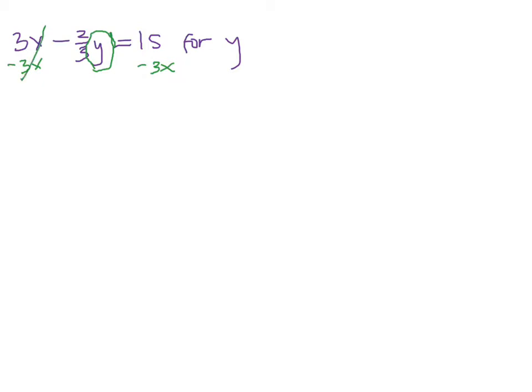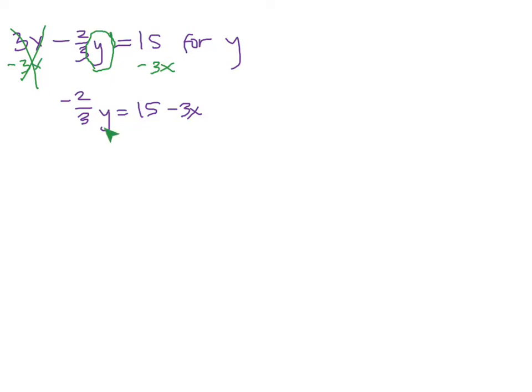And 3x minus 3x is 0. We still have negative 2/3 y equals 15 minus 3x. 15 and negative 3x are not like terms, so we can't combine them together. Now my next step is to multiply or divide to isolate the variable.